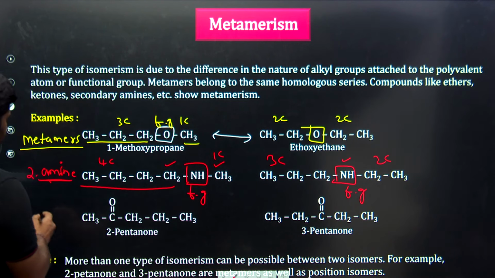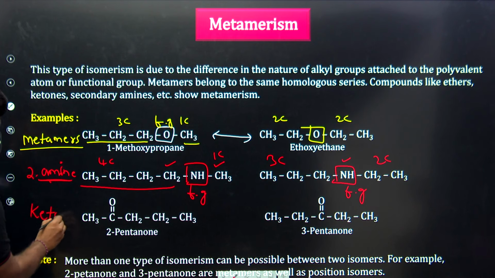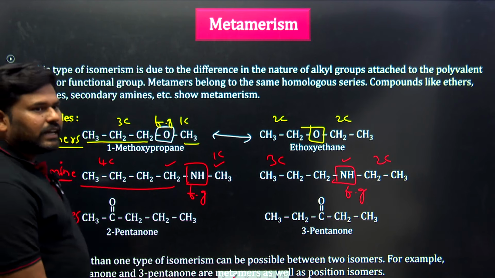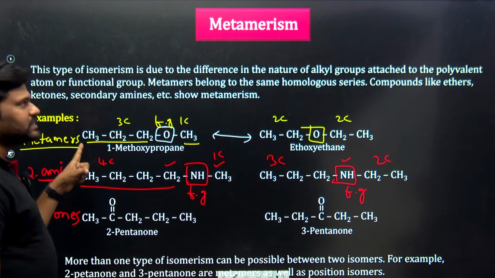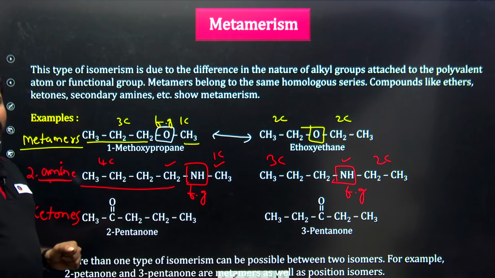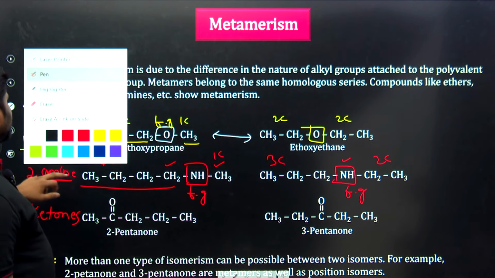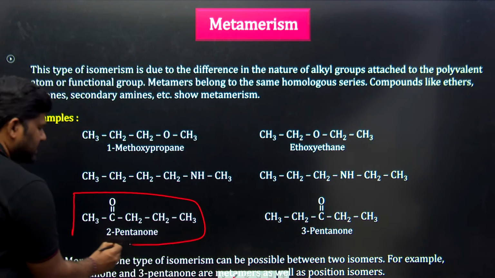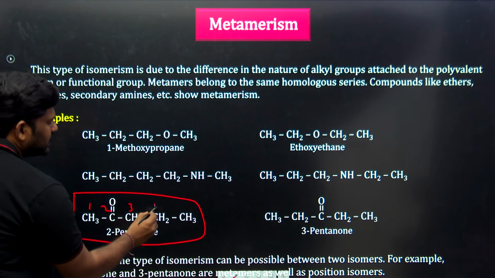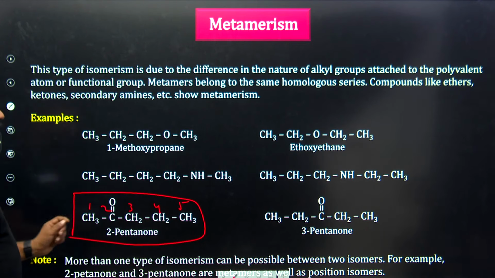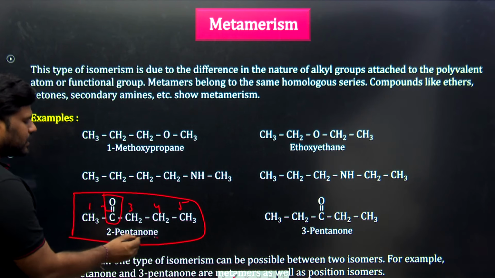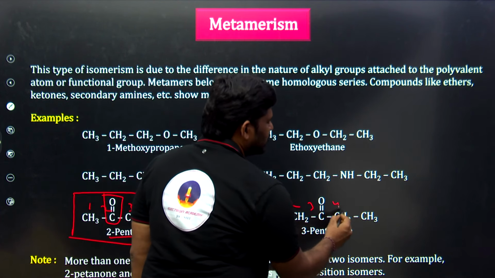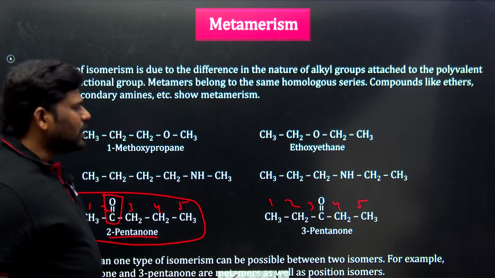Next, ketones also exhibit metamerism. Third example: ketones. First example, ethers exhibit metamerism. Second example, secondary amines exhibit metamerism. Third, ketones also exhibit metamerism, because this is a ketone. What is the name of this? First count 1, 2, 3, 4, 5. 5 carbons are there, pent, and at the second position C double bond O, 2-pentanone. And here 3-pentanone. 2-pentanone and 3-pentanone are also metamers.